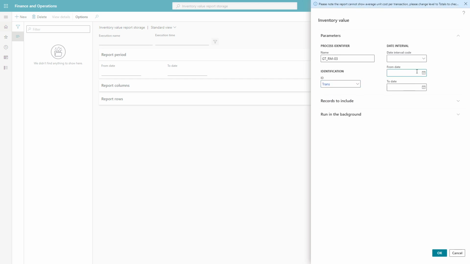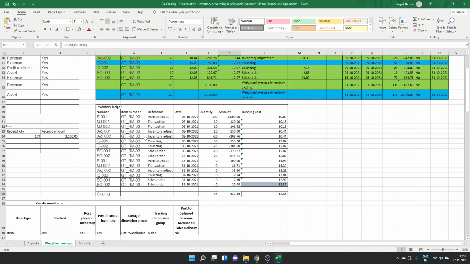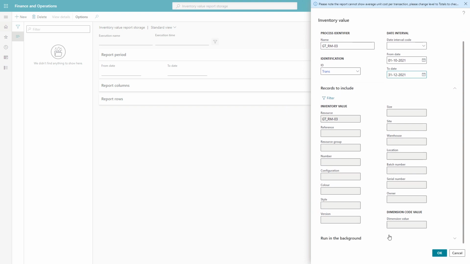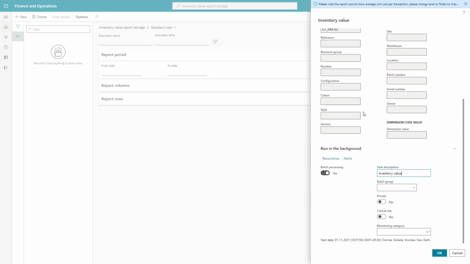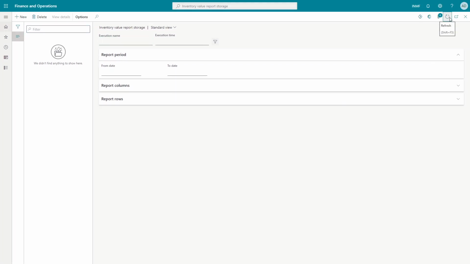Select this. I'm generating this statement for the month of October. I'm generating this report for only one item, GT underscore RM dash 03, I guess. Let me copy this from Excel. Yeah, that's correct. This will always run in the backend. The report is ready.